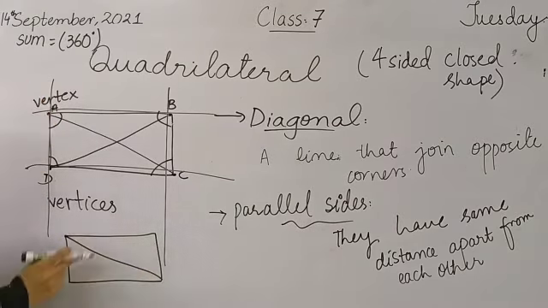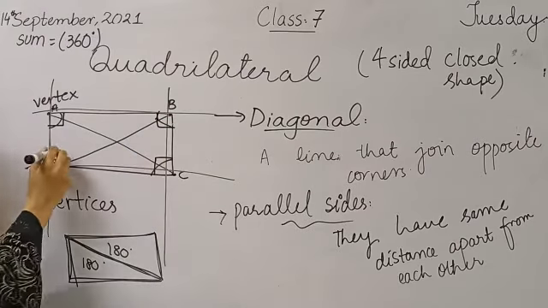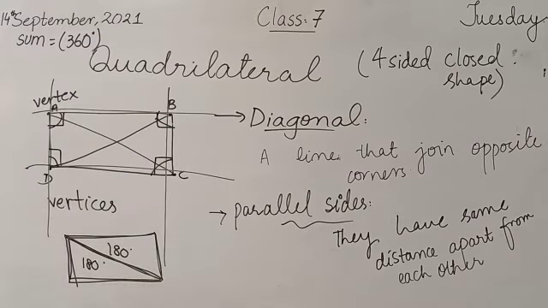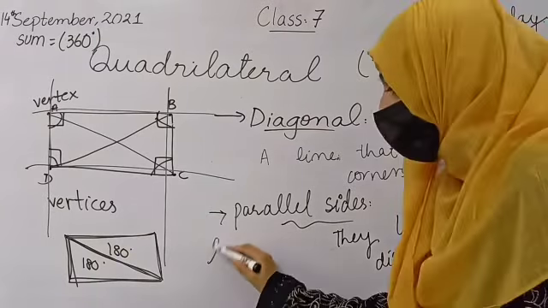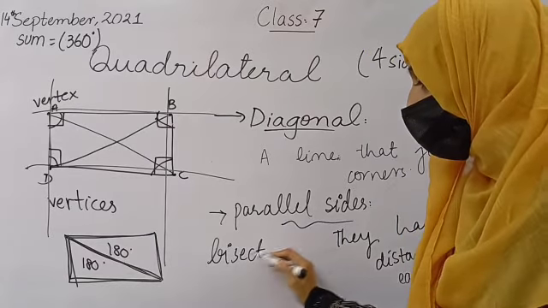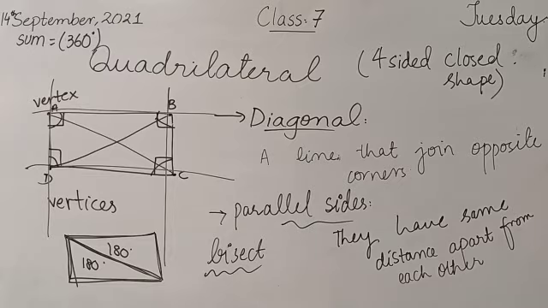Another logic is that in this quadrilateral we have 4 right angles. So when we add these 4 right angles, we get 360 degrees. And another word is bisect. What does bisect mean? Bisect means cut down into 2 halves. Okay, 2 parts, 2 equal parts.